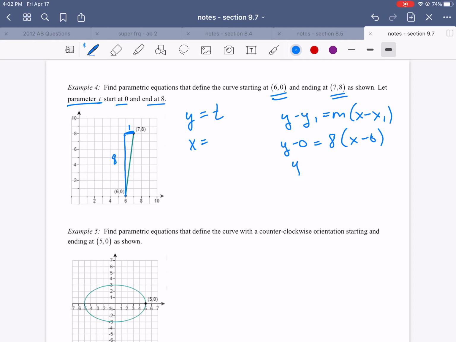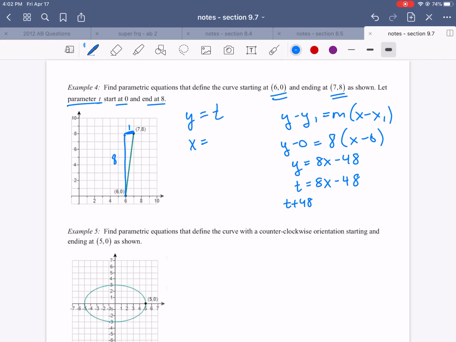And so this is going to be y is equal to, I'm going to go ahead and distribute my 8 and get 8x minus 48. And I know that y is equal to t. So t is equal to 8x minus 48. And as soon as you solve that for x, you will be done.